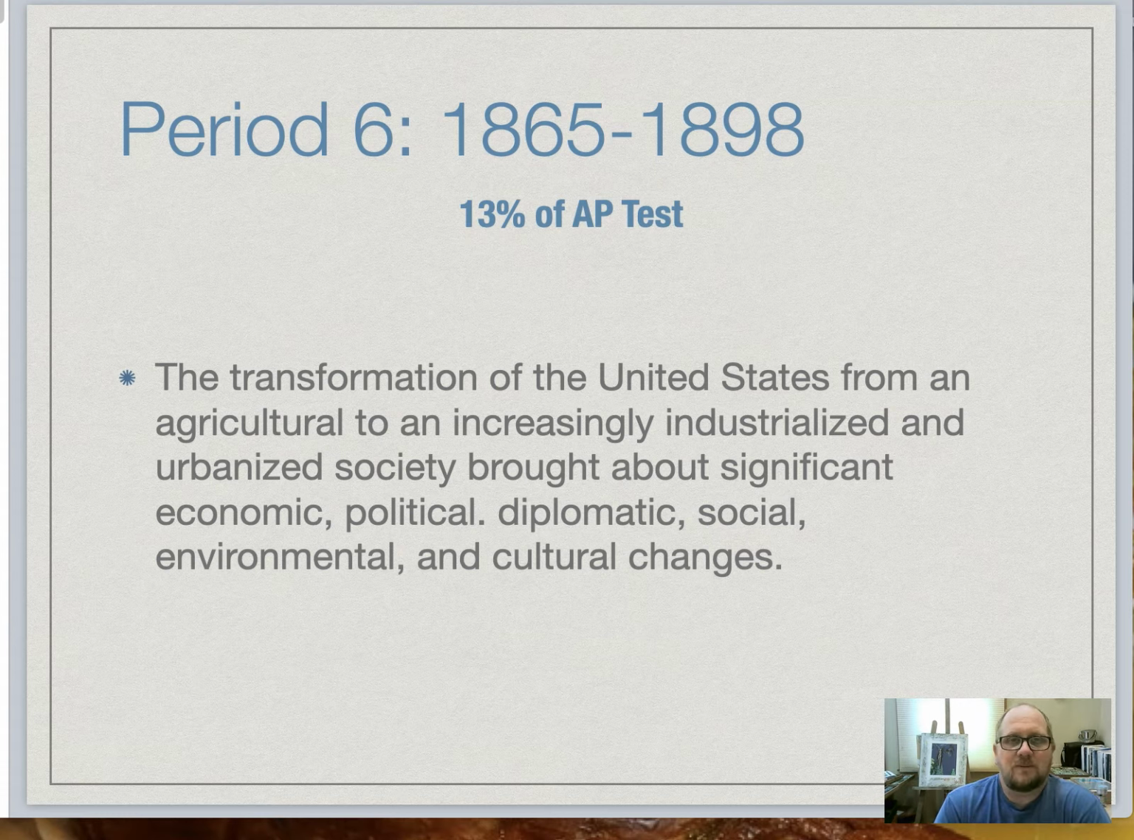It makes up 13% of the test. And this period 6 is really about the growth of America from an agrarian past to an urbanized future. There's lots of changes on the economic front. Political laissez-faire made that possible. Huge amounts of transformations of the cities, people migrating from different parts of the country, and also immigrating from other countries as well to really bolster the American urbanization movement.